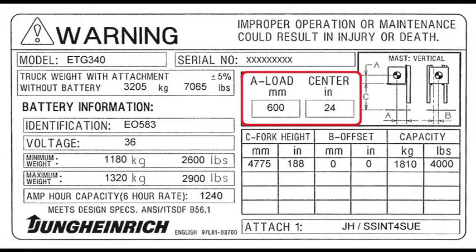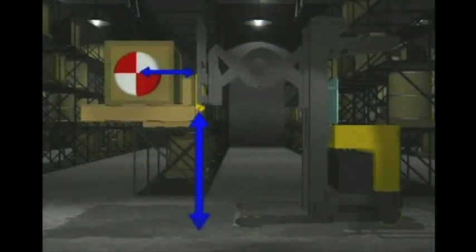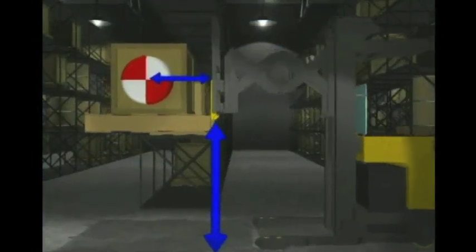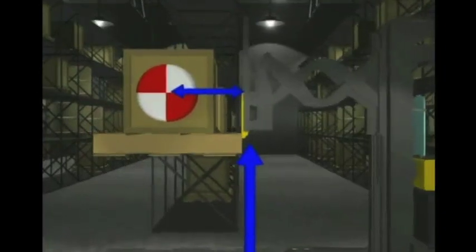In this example, the load center is 24 inches, the lifting capacity is 4,000 pounds to 188 inches with the mast vertical. Because truck capacity is dependent on load center and lift height, whenever the load center and/or lift height is increased, the amount of weight that can safely be lifted must be decreased.